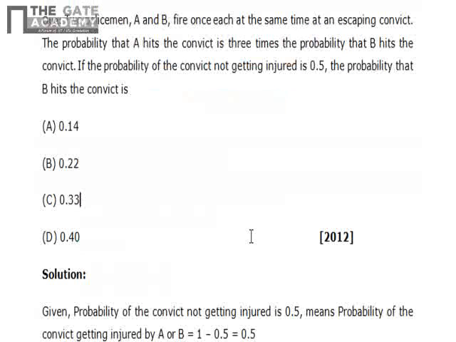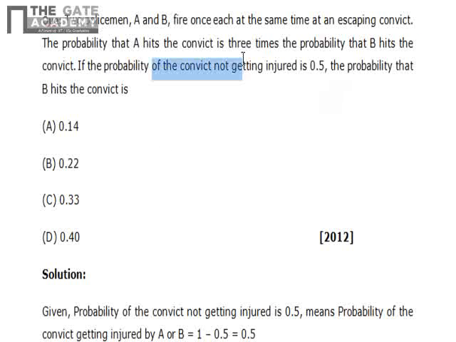Now we'll see some of the gate problems. Two policemen A and B fire once each at the same time at an escaping convict. The probability that A hits the convict is 3 times the probability that B hits the convict. If the probability of the convict not getting injured is 0.5, the probability that B hits the convict is.